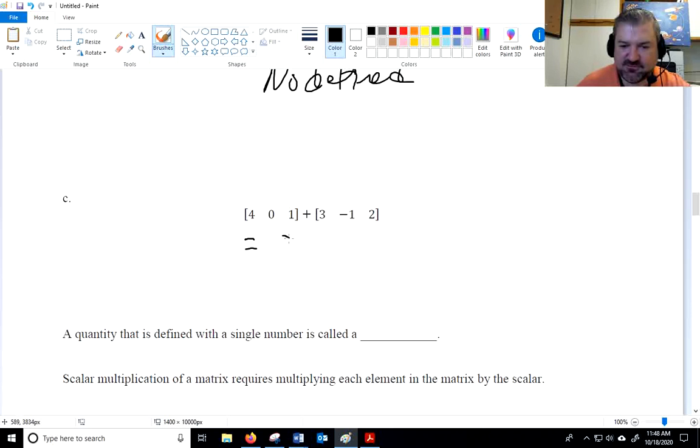Okay, 4 plus 3 is 7. 0 plus a negative 1 is a negative 1. And 1 plus 2 is 3. So these are kind of unusual matrices. They're oftentimes called a vector because they're just one row of a matrix.